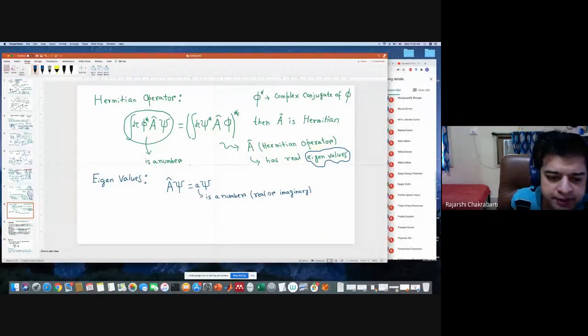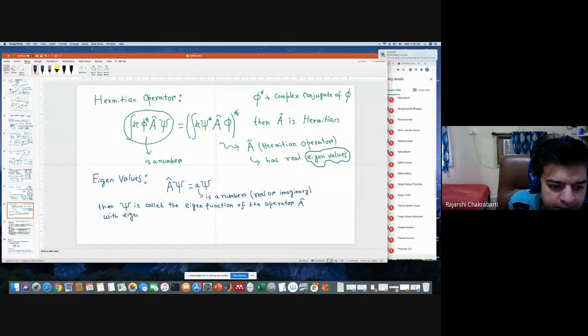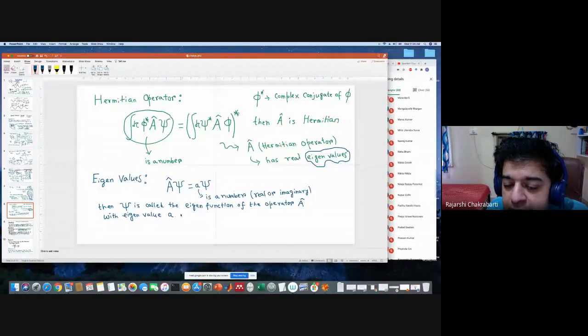If this mathematical structure is maintained, then psi is called the eigenfunction of the operator A with eigenvalue small a, which is a number. It could be real or imaginary. This is very important. Up to this we are doing math. Now we will do quantum mechanics.